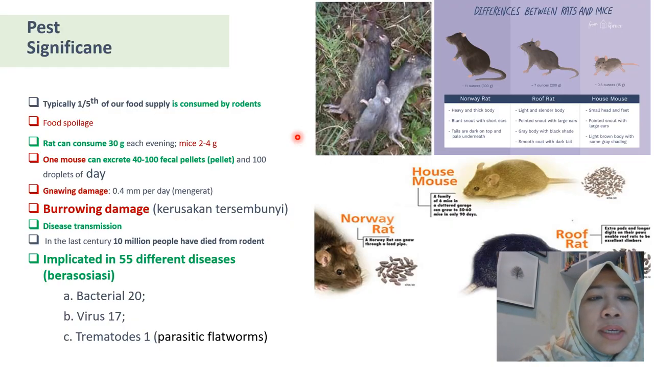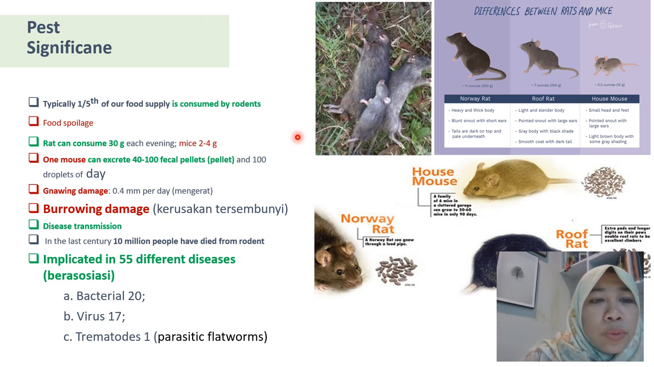Okay, let's move to the next slide. Pest significance. One in five of our food supply is consumed by rodents. Rodents are our neighbors. Maybe in your house there is a rodent. If you don't clean your house, maybe your house will be infested by rodents. So please clean your house. Sanitation is a must. Sanitation is crucial to get rid of rodents in your house.